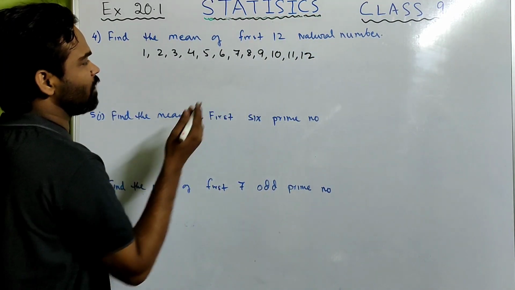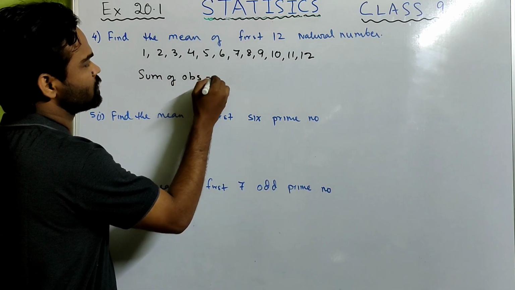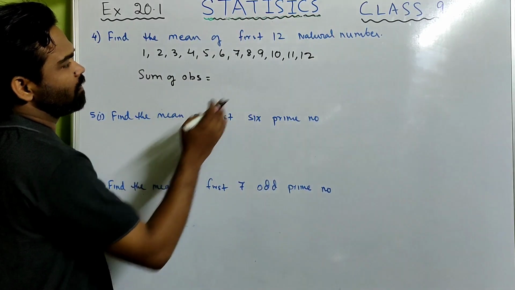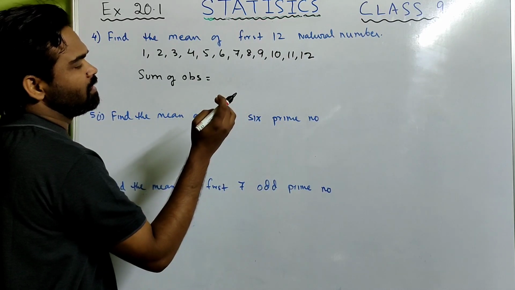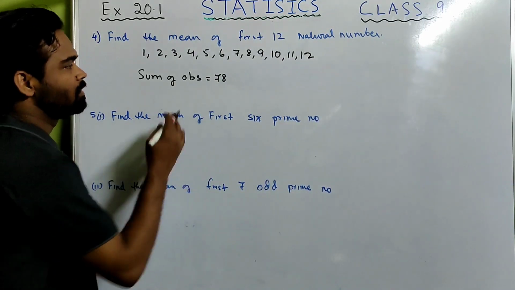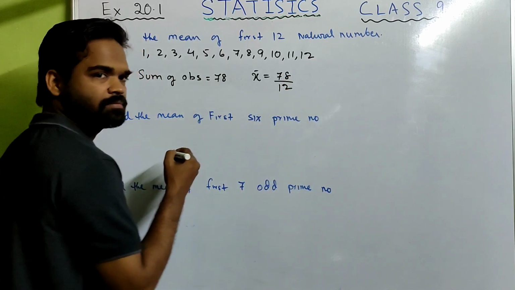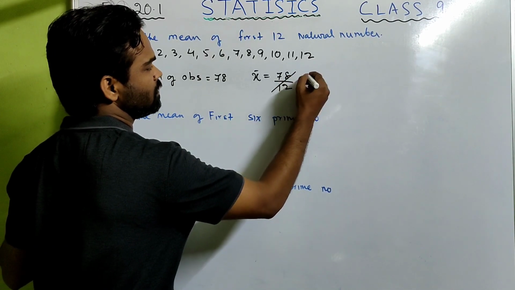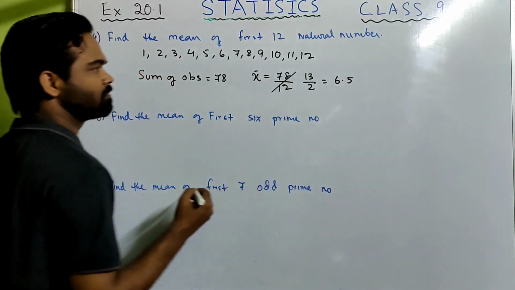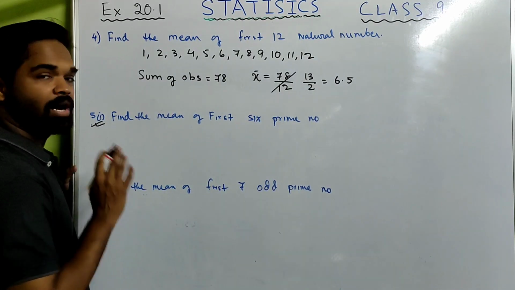So mean will be, first of all, find the sum of observation. We know how to find the sum of observation. We just need to add it. So this is 55, 60, 70, 75, 78. 78 if you add all. So mean will be sum of observation by number of observation. That's 6, 1, 3 times, 6, 2 times, that's 6.5. Done? Clear?